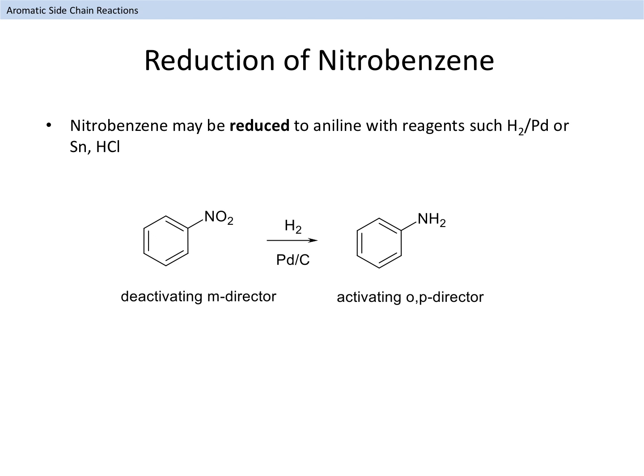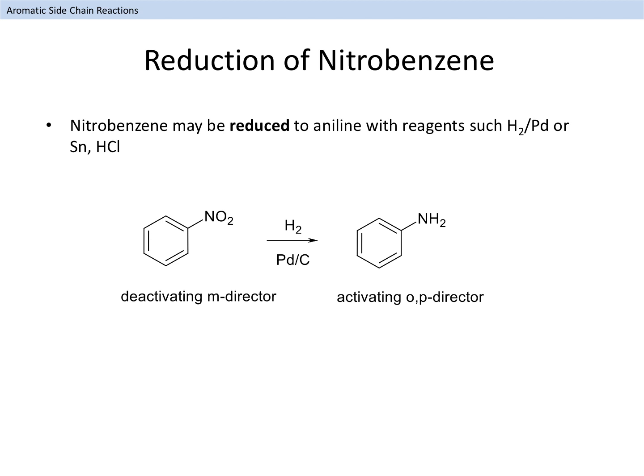This amino group is electron donating and an ortho-para director, which enhances the ring's reactivity and directs subsequent substitutions to the ortho and para positions. That concludes our discussions on reactions of substituents on the benzene ring.